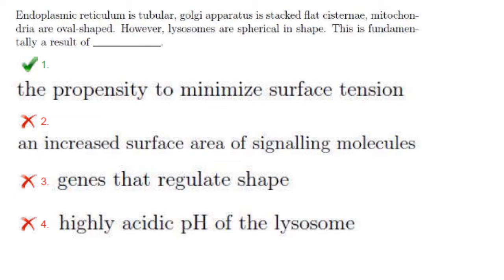Then endoplasmic reticulum is tubular, Golgi apparatus is stacked, flat cisternae, mitochondria are oval shaped, however lysosomes are spherical in shape. This is fundamentally a result of the propensity to minimize surface tension.